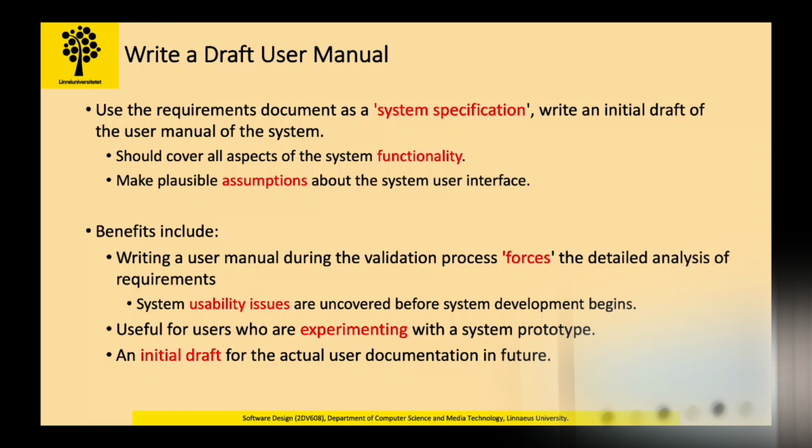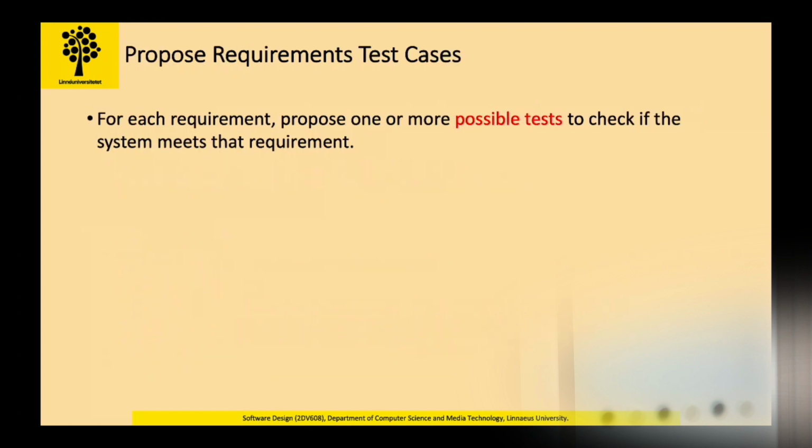and simulate that system. And another final benefit is that this draft user manual will be your final user documentation when you release the system. Basically, you can modify this draft manual and then deliver it with the final system when you are deploying it. So writing a draft user manual is always beneficial, and it is another checkpoint for your requirements validation.